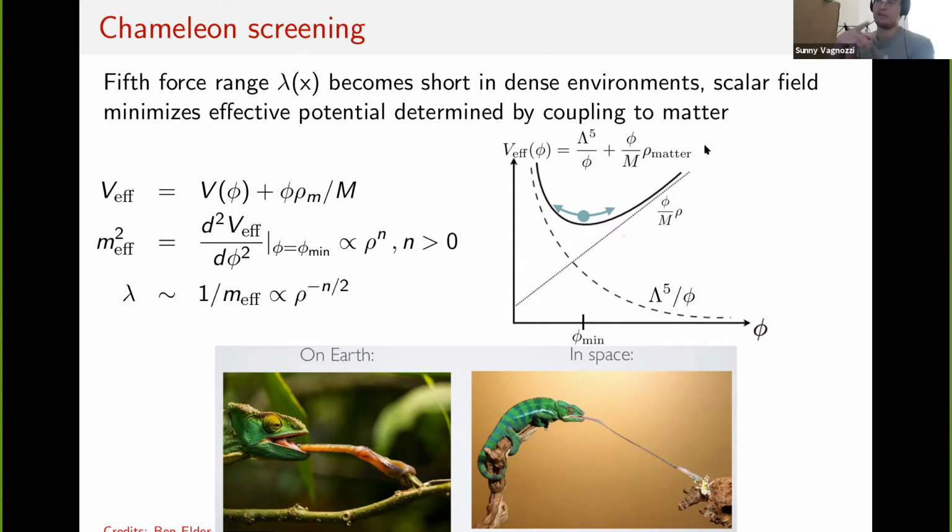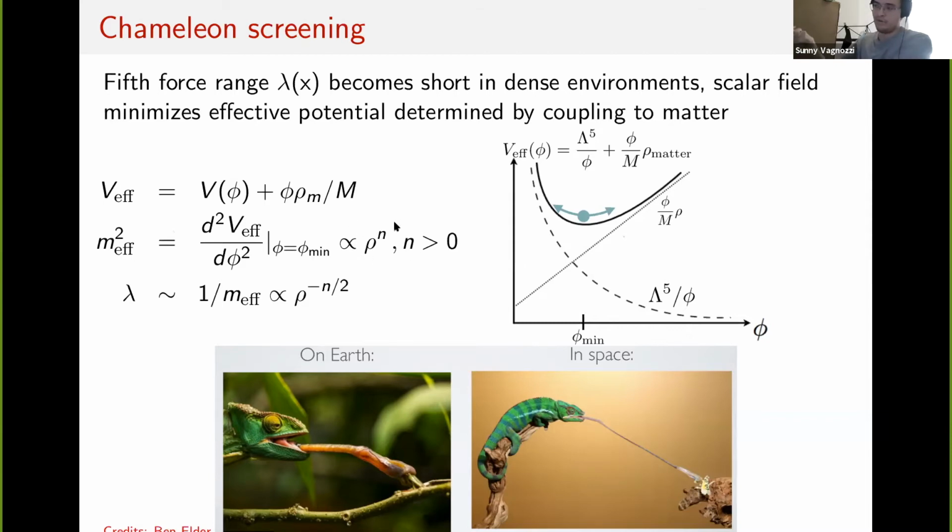The effective mass of your field is essentially given by how steep your potential is around the minimum. Now, when you raise the local matter density, this linear term grows, it becomes steeper, and therefore your field becomes much more massive. So the effective mass of your field typically scales like the density to some power.